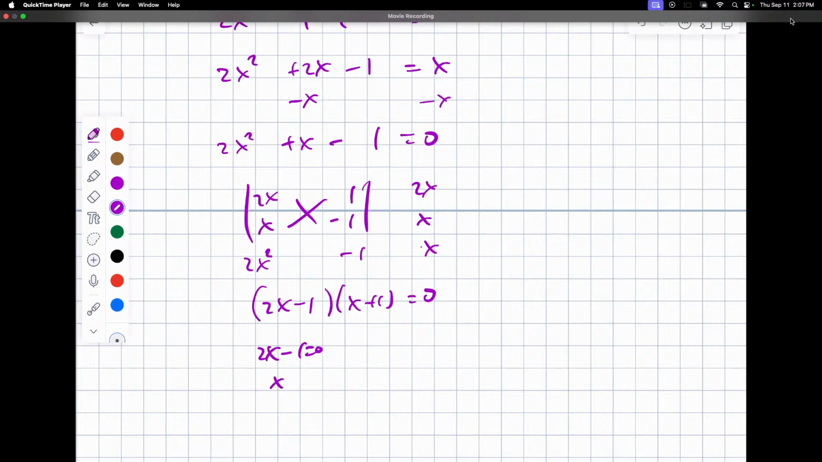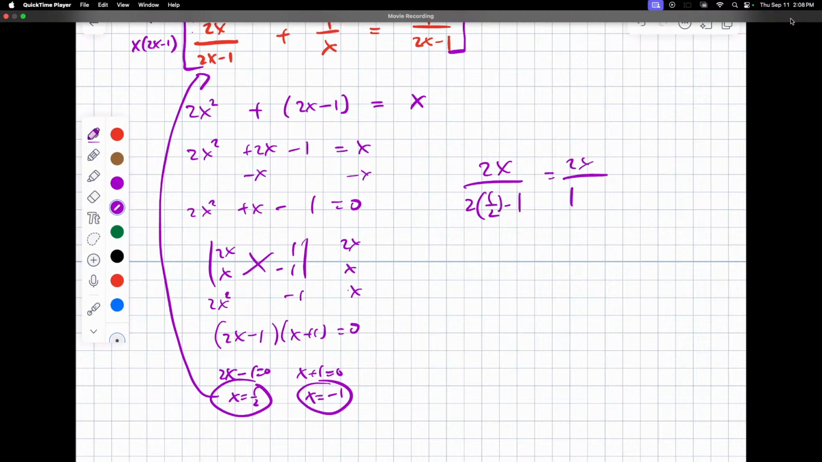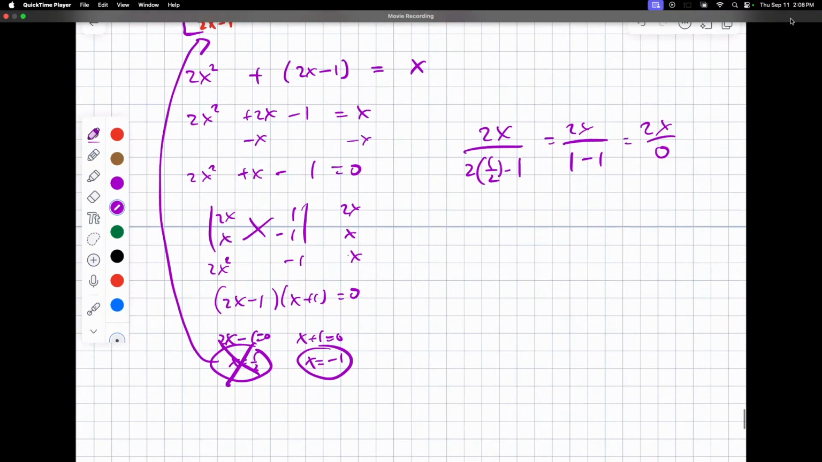2x minus 1 equal to 0, x equal to 1/2. x plus 1 equal to 0, x equal to negative 1. So there are two solutions, right? You're like, wait, I need to go check the denominator. Why do I want to check the denominator? Because imagine you have this: 2x over 2 times 1/2 minus 1. So it'll be 2x over 1 minus 1, 2x over 0. Wrong. That's called extraneous.